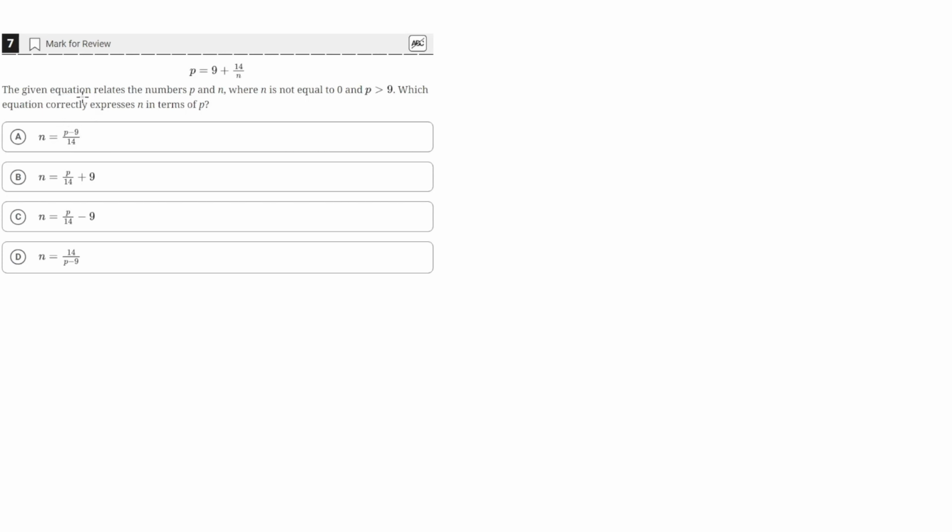The given equation relates the numbers p and n, where n is not equal to 0 and p is greater than 9. Which equation correctly expresses n in terms of p? So we have this equation, p equals 9 plus 14 over n. And we just need to solve for n in terms of p. So we just need to isolate n.